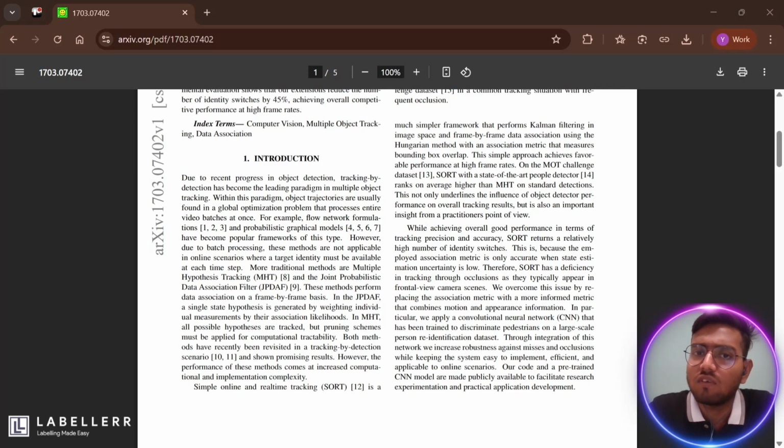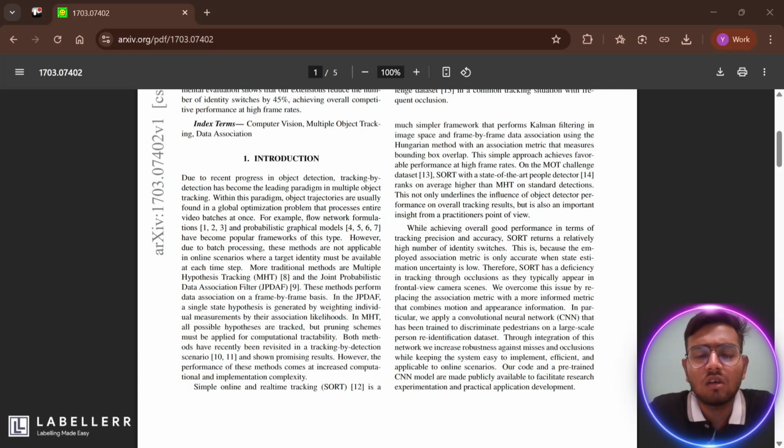Instead of trying to solve everything at once, they prioritize tracks based on their age. Think of it like this: if you have been successfully tracking someone for a long time, you're probably more confident about who they are compared to someone you just started tracking. So the system gives priority to these more established tracks.